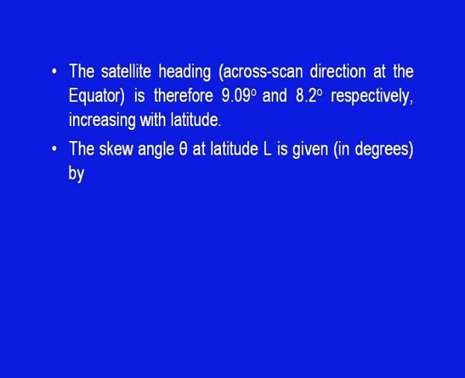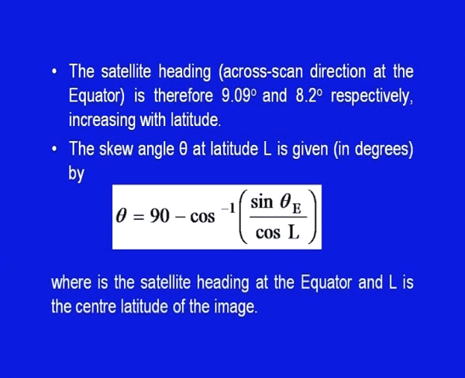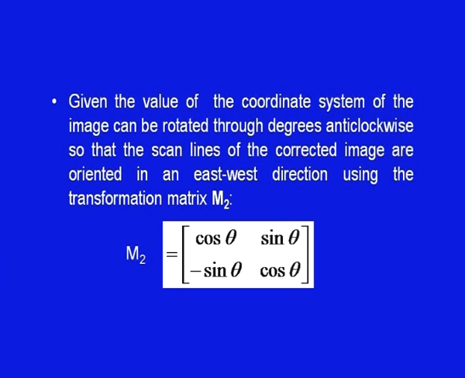The skew angle theta at latitude L can be expressed as theta is equal to 90 minus cos inverse of the ratio of sin E over cos L, where E is the satellite heading at the equator and L is the center latitude of the image. Given the values, the coordinate system of the image can be rotated through theta degrees anti-clockwise, so that the scan lines of the corrected images are oriented in an east-west direction using the transformation matrix M2, where M2 can be represented as a matrix as seen here.